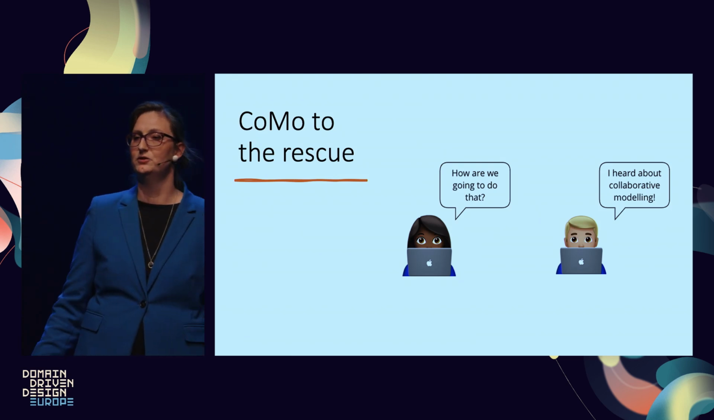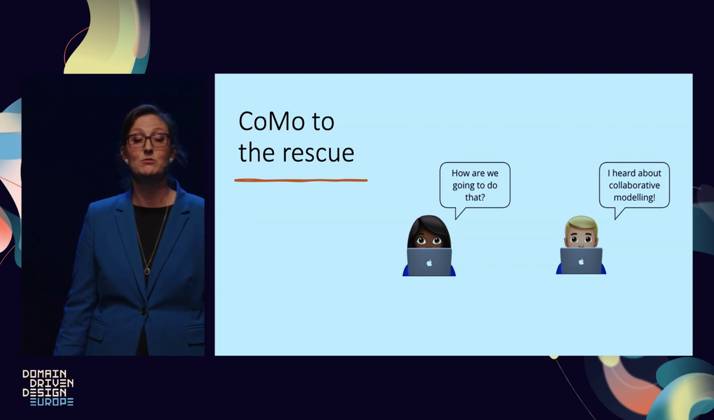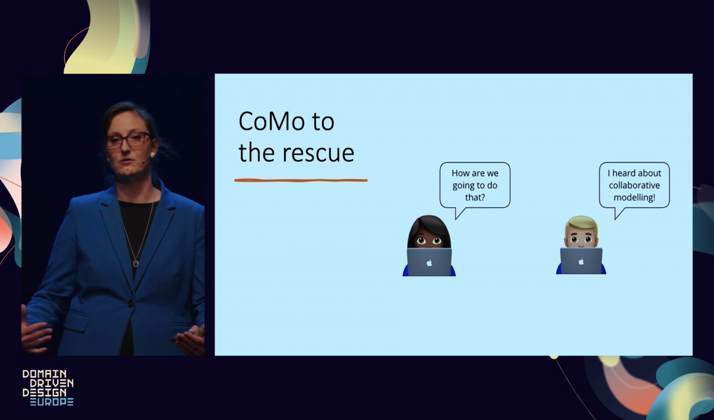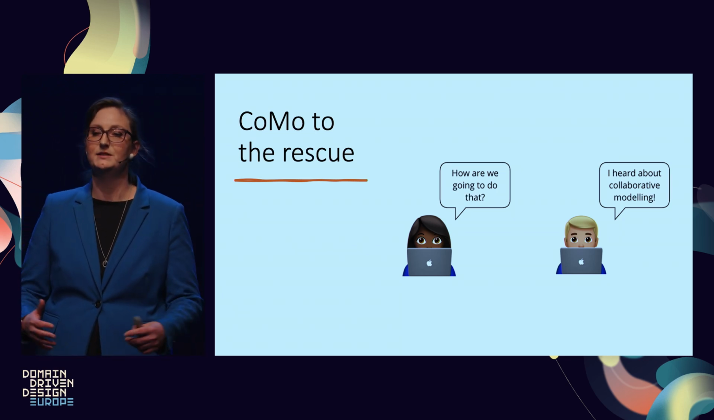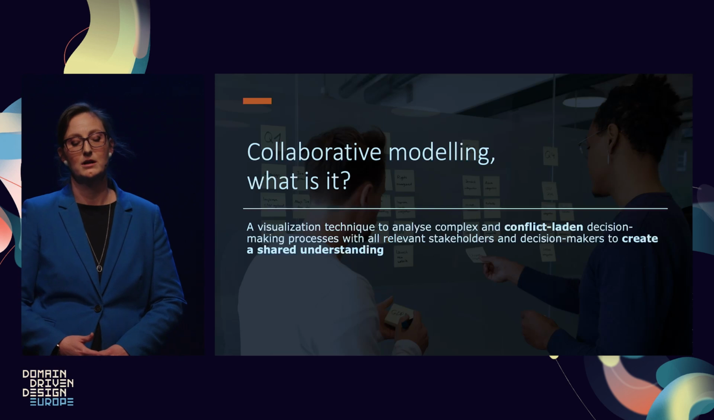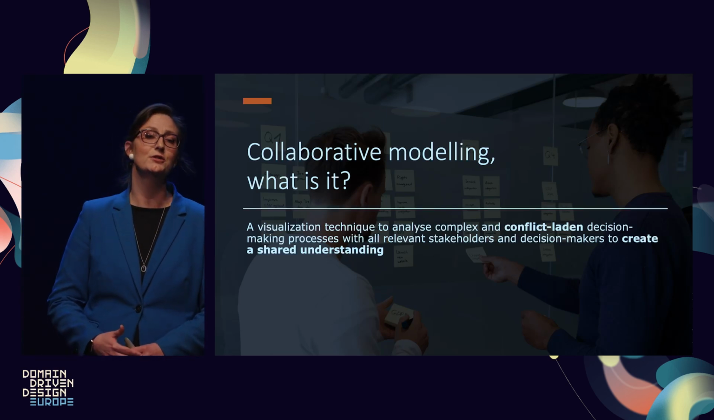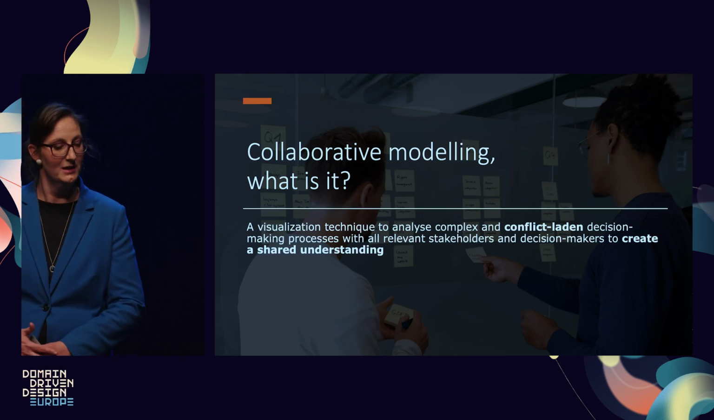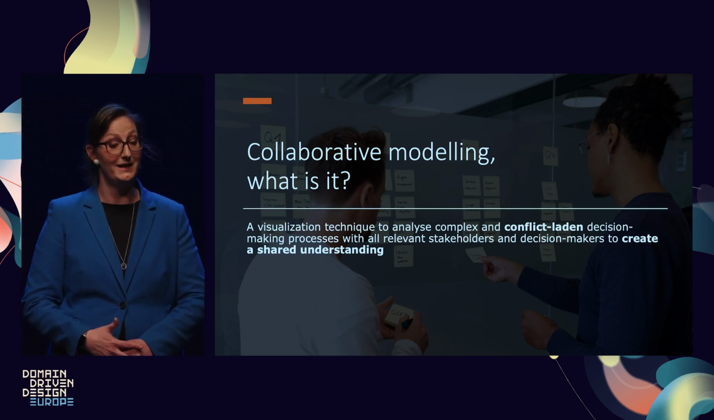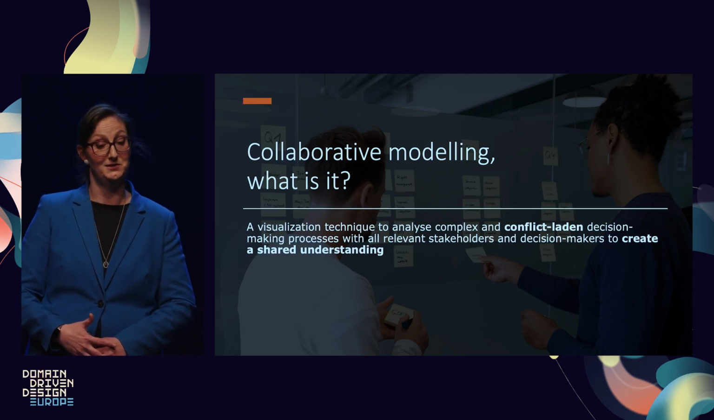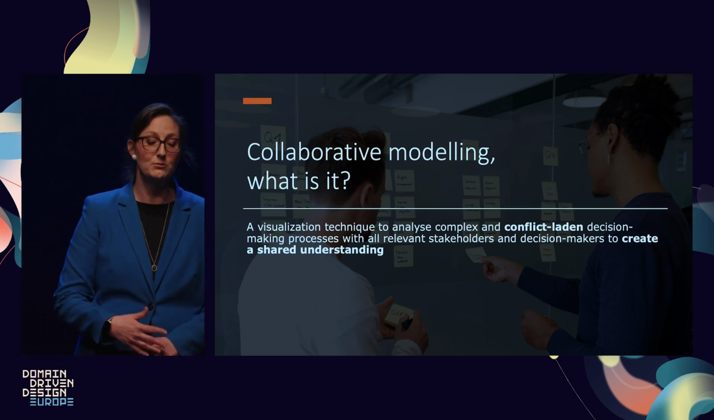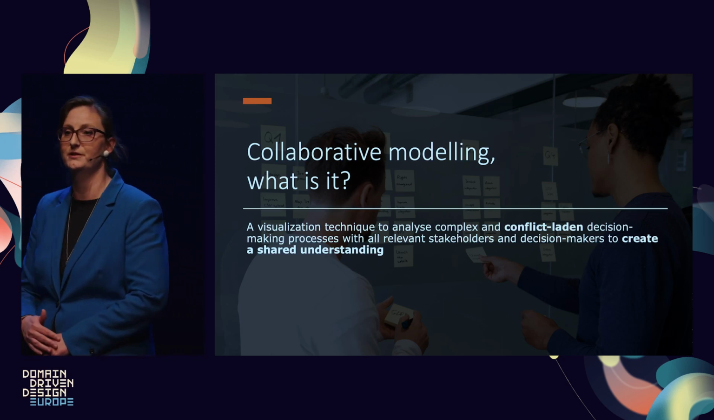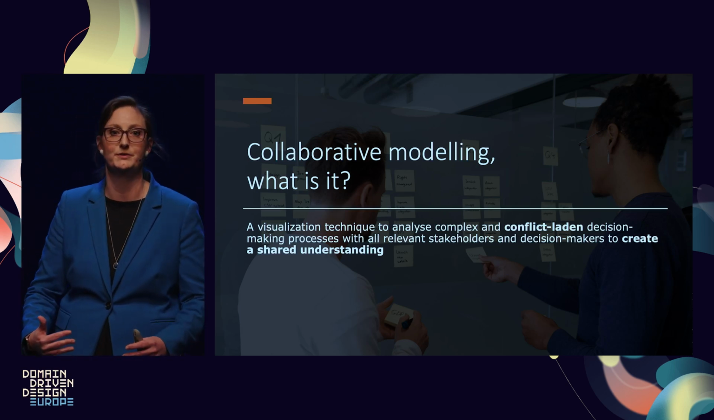And while they were researching how to do this, they came across this thing called collaborative modeling. And they're like, hey, this sounds really good. We can do this with the business. Let's check out what it is. And here you go, a very boring definition of what collaborative modeling actually is. So it is a visualization technique to analyze complex and conflict-laden decision-making, blah, blah, blah. Right? The important thing is that it's conflict-laden and you create a shared understanding.